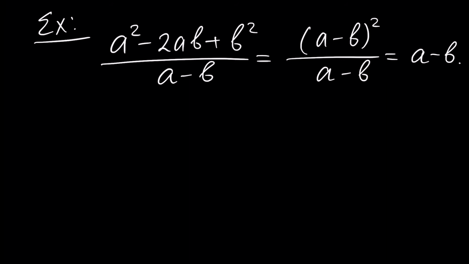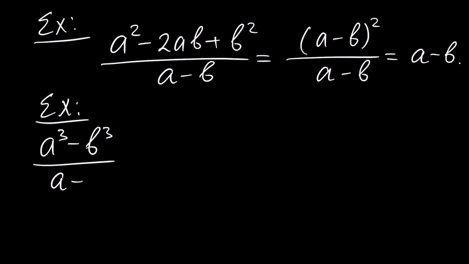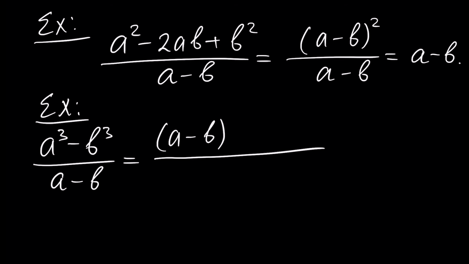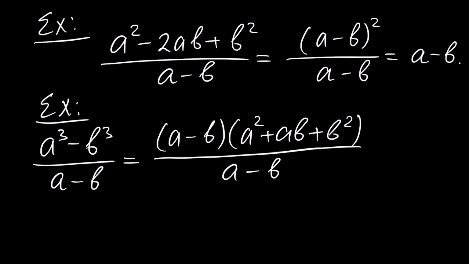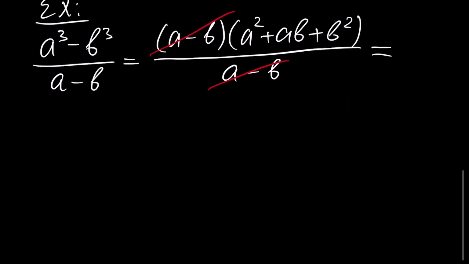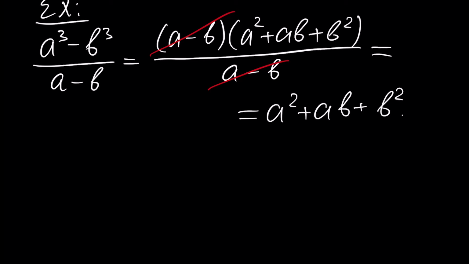Next example, assume we have a cubed minus b cubed divided by a minus b. Once again, using shortcut multiplication formulas, a cubed minus b cubed is equal to a minus b times a squared plus ab plus b squared. And divided by a minus b, after cancellation, this is equal to a squared plus ab plus b squared.